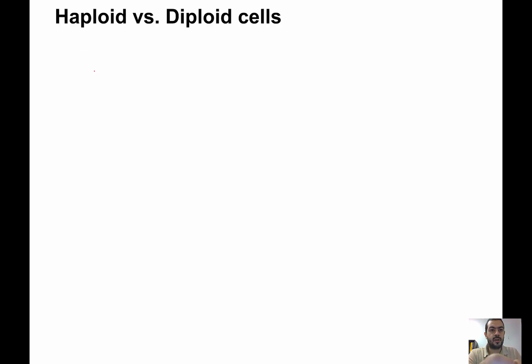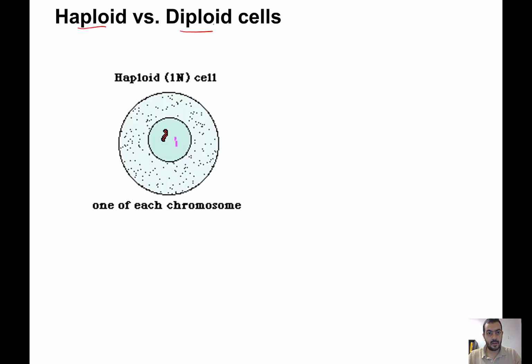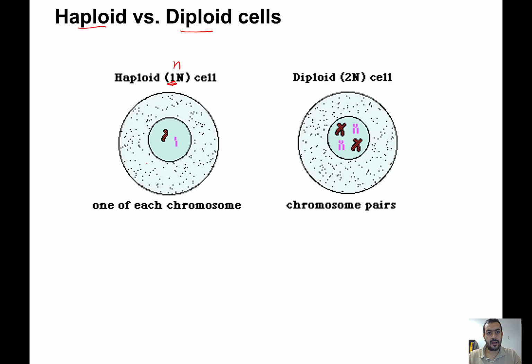So the first concept we are going to discuss is the difference between haploid and diploid cells. A haploid cell, which we refer to as 1N, or simply N, has one copy of the chromosome. If the cell has 2 copies of each chromosome, so 2 copies means 2N, that is a diploid cell. So chromosomes are present in pairs.